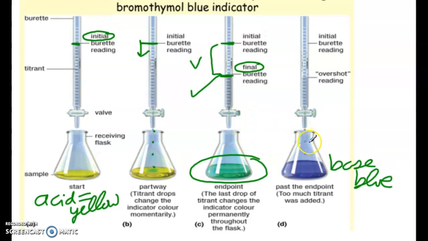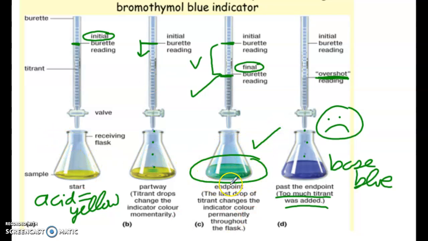Now what they're showing you here is what happens if you miss this. You add in too much. It's called overshot. Notice we were looking for a green color, but now we've added in too many drops. It's now a base color. This means there was too much titrant added. So this person's probably going to have to start over again and see if they can get this correct picture, this correct color. And literally the difference from here to here can be one drop. So you have to be very careful when you're doing this.